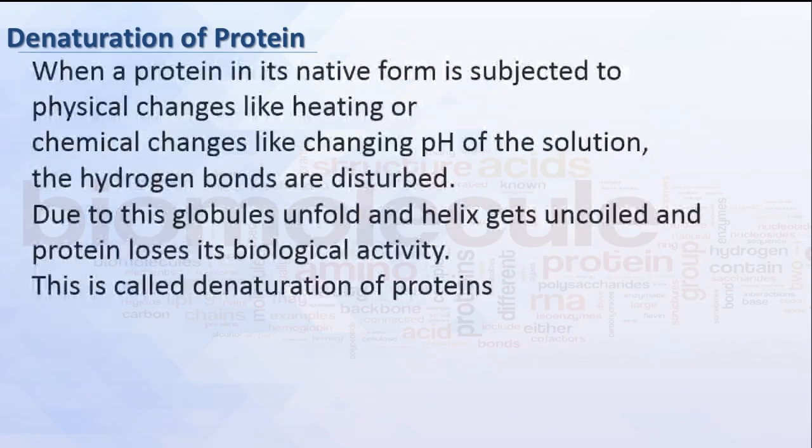Denaturation of protein. When a protein in its native form is subjected to physical changes like heating or chemical changes like changing the pH of the solution, the hydrogen bonds are disturbed. Due to this, globules unfold and the helix gets uncoiled, and proteins lose their biological activity. This is called denaturation of proteins.